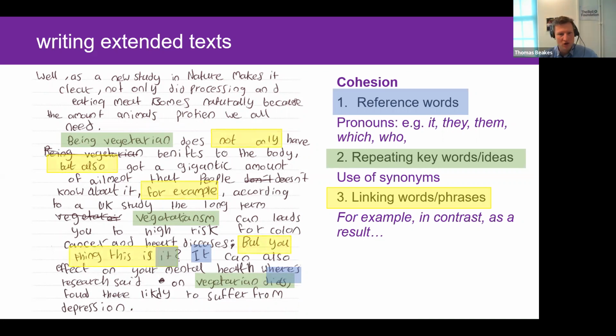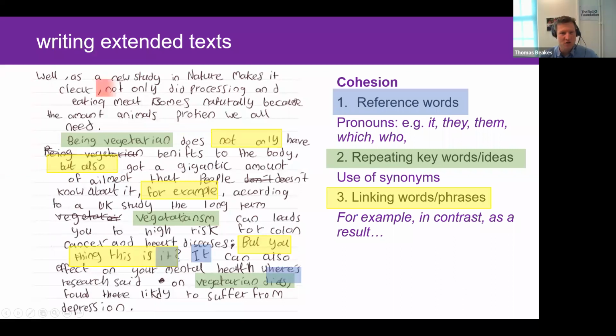And then linking words and phrases, in the yellow, I think the student's got some really nice language here. Not only, but also, for example, but you think this is it, which is a nice way of linking something, albeit it's probably the wrong register for a written text, but I've included it because it's something you might say in a speech. It's probably not something you would necessarily write, but it's still a nice way of linking those paragraphs.